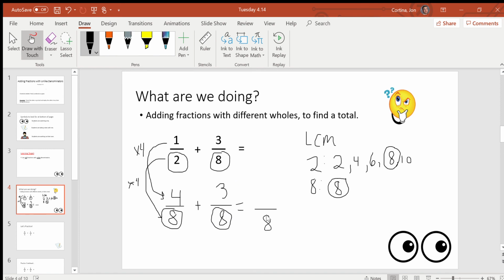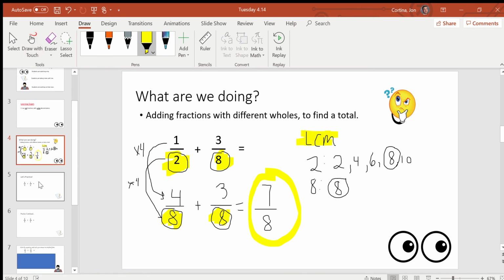Remember, the size is not going to change, and we just add the numerators. We have 4 plus 3 and we end up with 7/8 as our answer. Okay, we cannot get an answer if we do not change these denominators to be the same. And the way we do that is by finding the least common multiple, or the LCM.